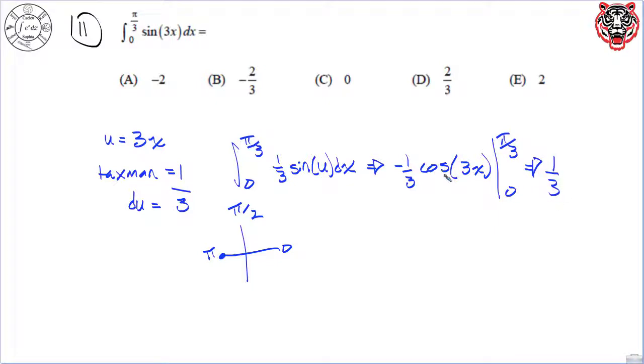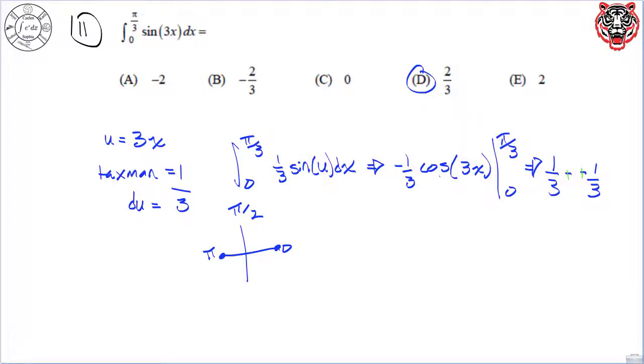And now plugging in 0, cosine of 0, we're talking about this point right here. What is the x-coordinate? Because I'm talking about cosine. The x-coordinate is 1. So 1 times negative 1/3 is negative 1/3. So it's minus negative 1/3. And that's going to be negatives kissing, so it's going to be 1/3 plus 1/3, and that is going to be 2/3. And the correct answer here is D.